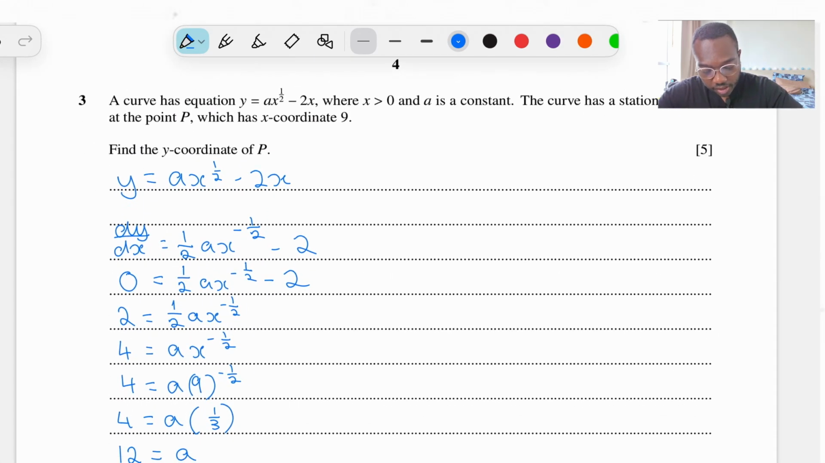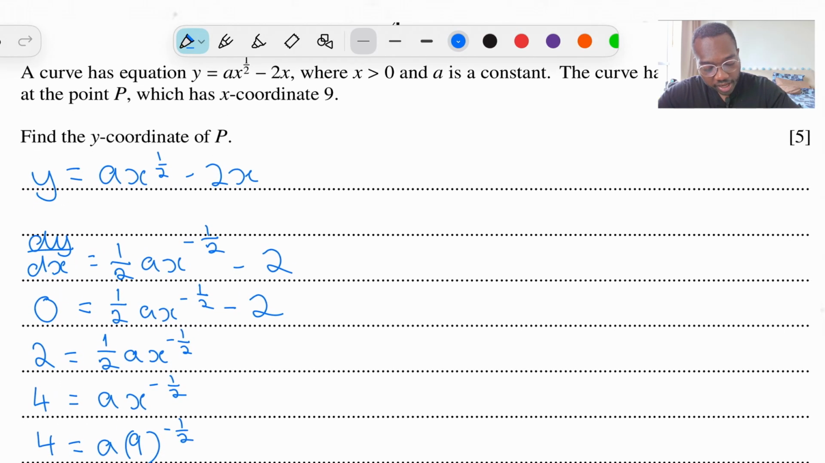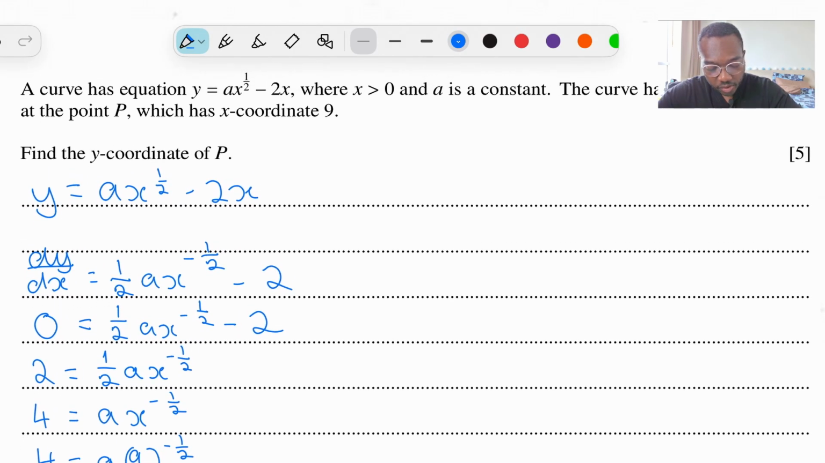And if we know that a is equal to 12, if we go back to the original equation, we had y is equal to ax to the half minus 2x. Now if we know that a is equal to 12, that now becomes y is equal to 12x to the half minus 2x, okay? And if we find the y coordinate of P when the x coordinate is 9, we can just substitute in 9 again to the equation of y.